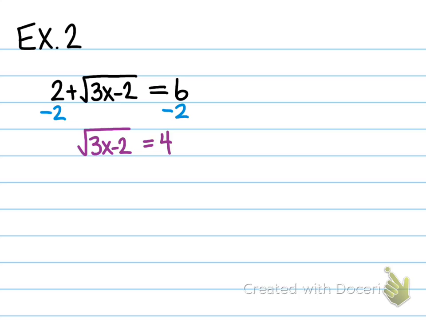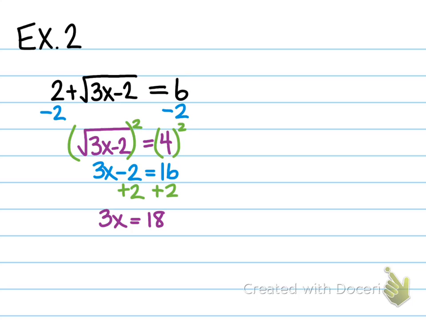Now, the opposite of a square root is squaring both sides of the equation. I square the left and I square the right. On the left-hand side, it cancels, so I'm left with 3x minus 2. On the right, 4 to the second power, 4 times 4, is just 16. Now I continue solving. I add 2 to both sides, so 3x equals 18. I divide by 3, so x equals 6.